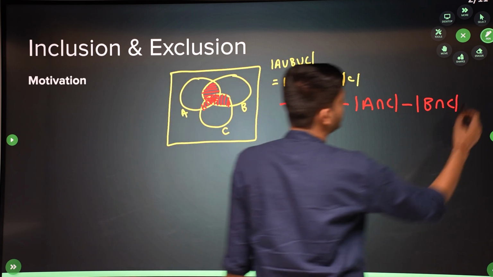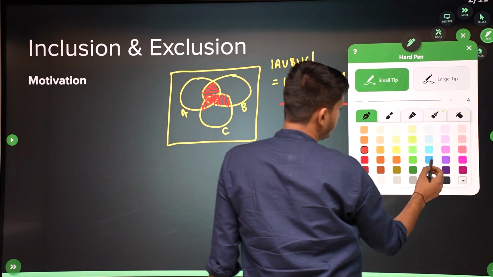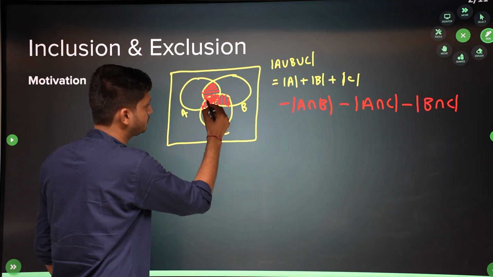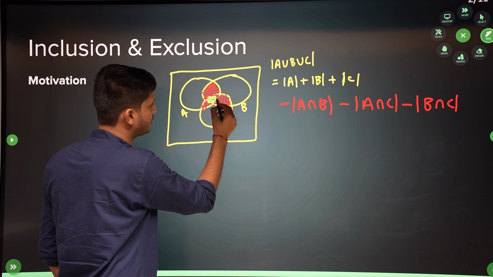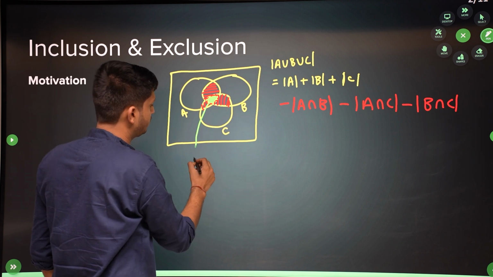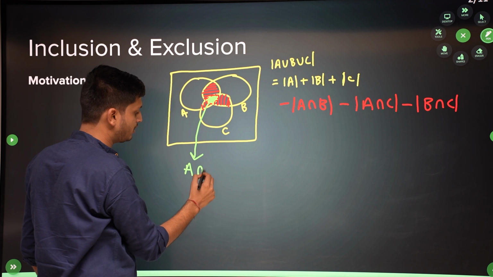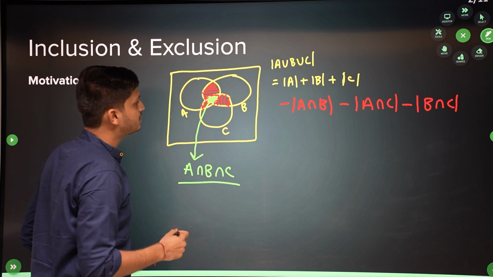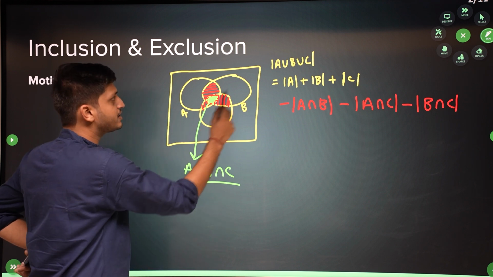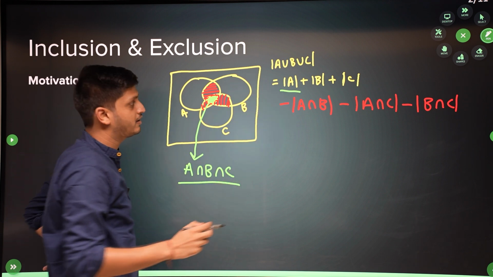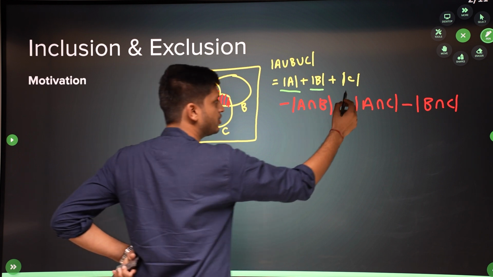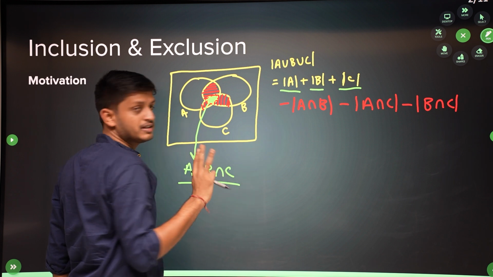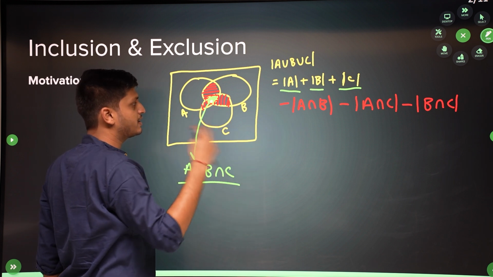Okay, but now one thing happened. This particular small area, which is in all three, is present in all the three sets A, B and C. So what happened to this area? Think about it. This was counted once in A, it was in B also, it was in C also, right? So it was counted three times.